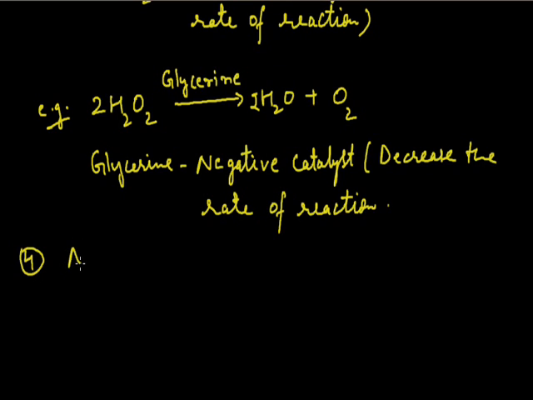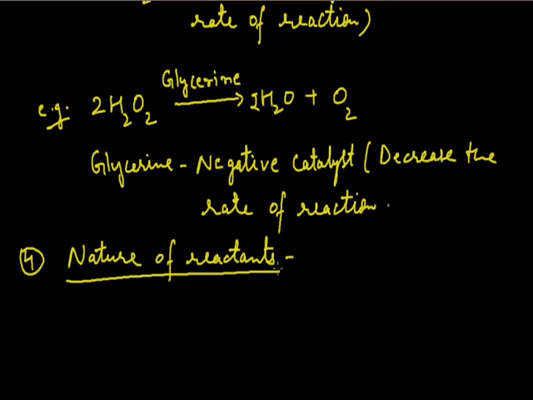Nature of reactants. Rate of reaction depends upon the nature of reactants, physical state of reactants, size of molecules, nature of bond present between the atoms within the molecules. Rate of reaction depends on all these things.